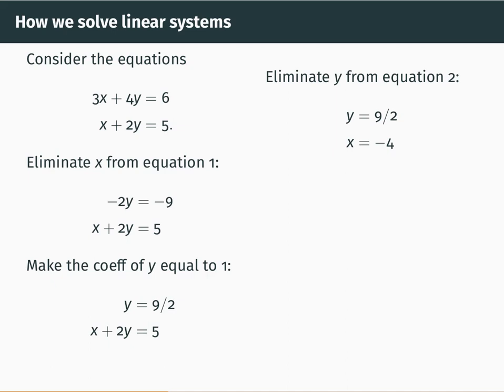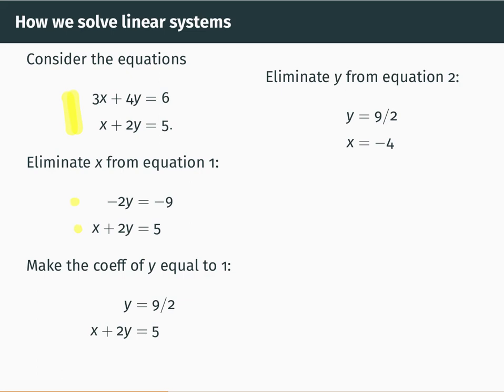Here's a specific example of solving a linear system. So consider the linear system which I've written here. 3x plus 4y is 6 and x plus 2y is equal to 5. One possible way to solve them would be to begin by eliminating x from equation 1. So what that means is subtract 3 times the second equation from the first equation. When you do that, you don't change the second equation, but the first equation becomes minus 2y is minus 9.